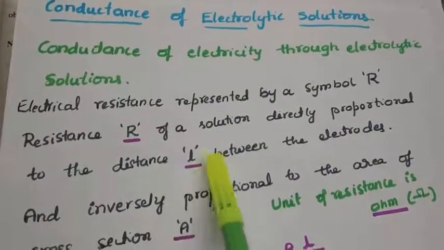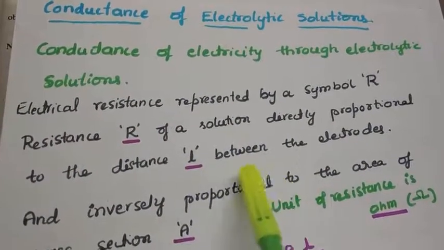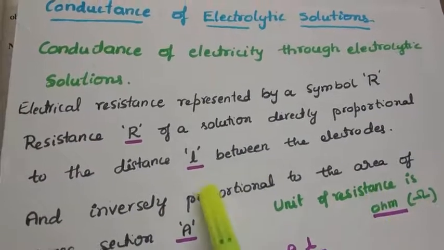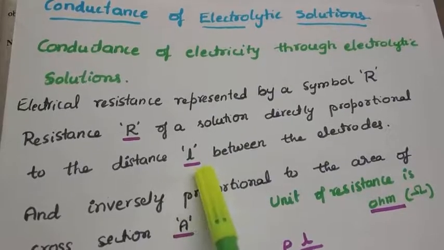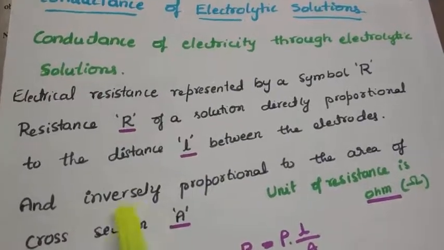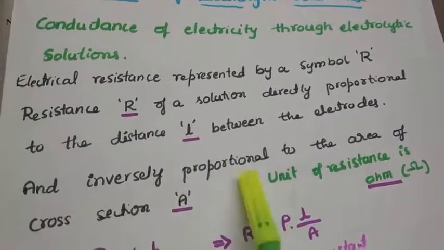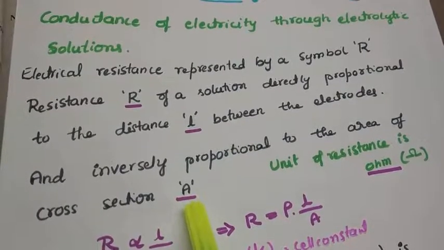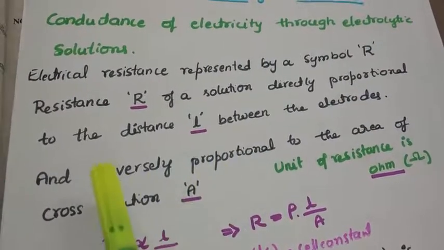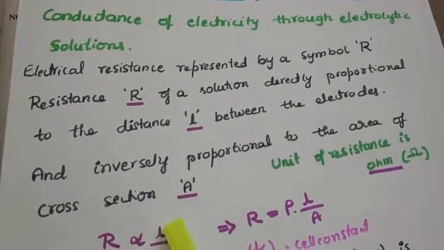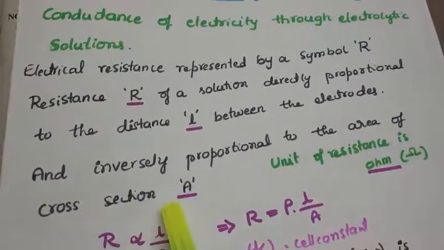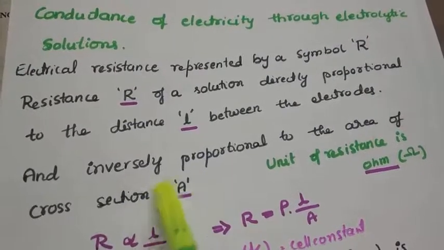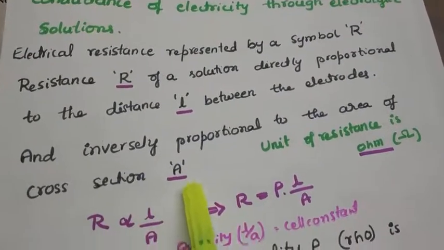Resistance is directly proportional to the distance between the two electrodes. The distance is represented by L. And resistance is inversely proportional to the area of cross section A. So resistance is inversely proportional to the area of cross section of the electrode, represented by the symbol A.